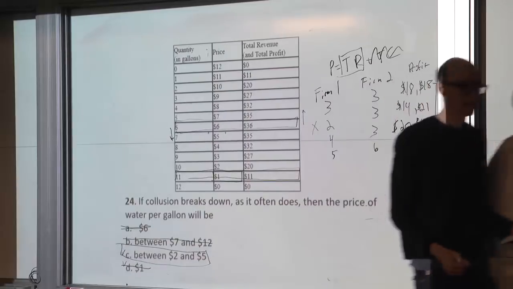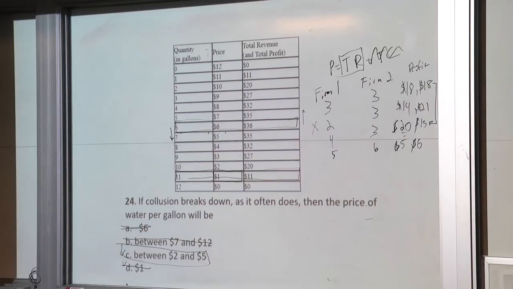So this is really an exercise in process of elimination. You have to look and see whether each firm has an incentive to either increase or decrease production, and then look based on that where they'll end up. Okay?